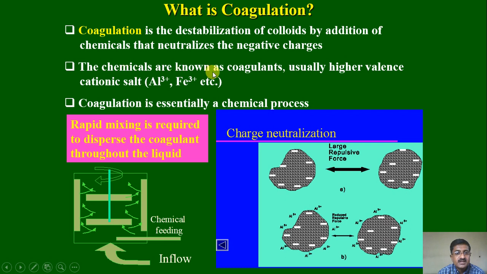The chemicals are known as coagulants, usually higher valence cationic salts such as Al3+, Fe3+, etc. Coagulation is essentially a chemical process. Now you can see this rapid mixing is necessary here. It is required to disperse the coagulant throughout the liquid so that adhesion between the particles takes place and the particles settle down.